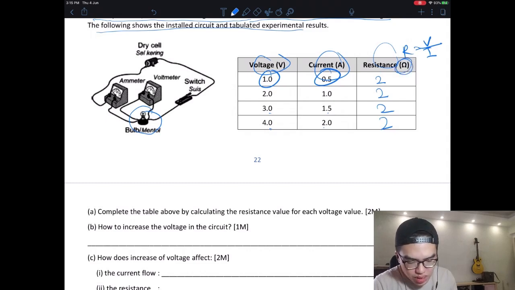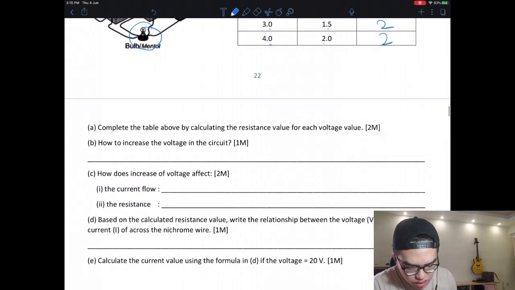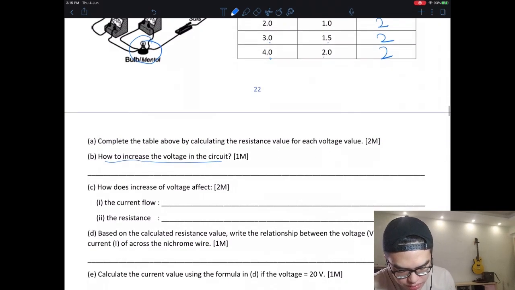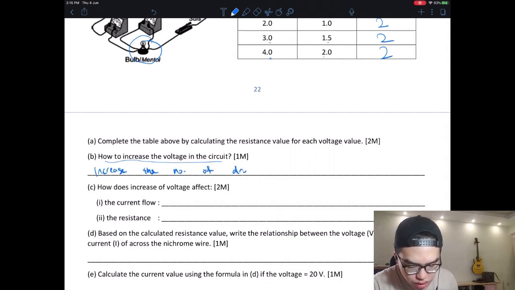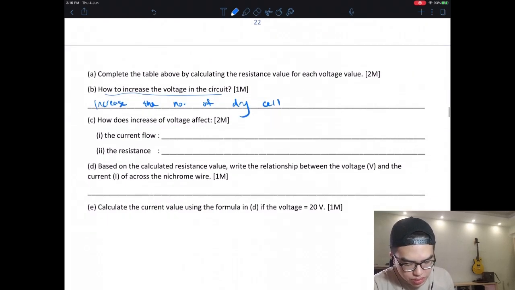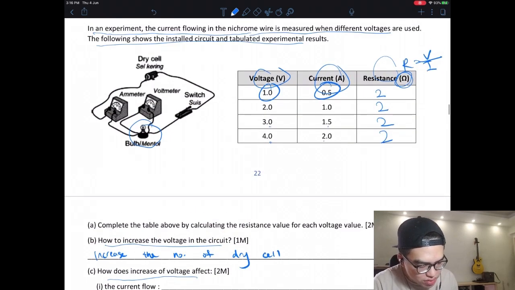So B, how to increase the voltage in the circuit? How do you increase the voltage? You increase the number of dry cells. Are they using dry cells? Yes, they are. So how does an increase of voltage affect current flow? When my voltage increases, what happens to the current? It increases as well.